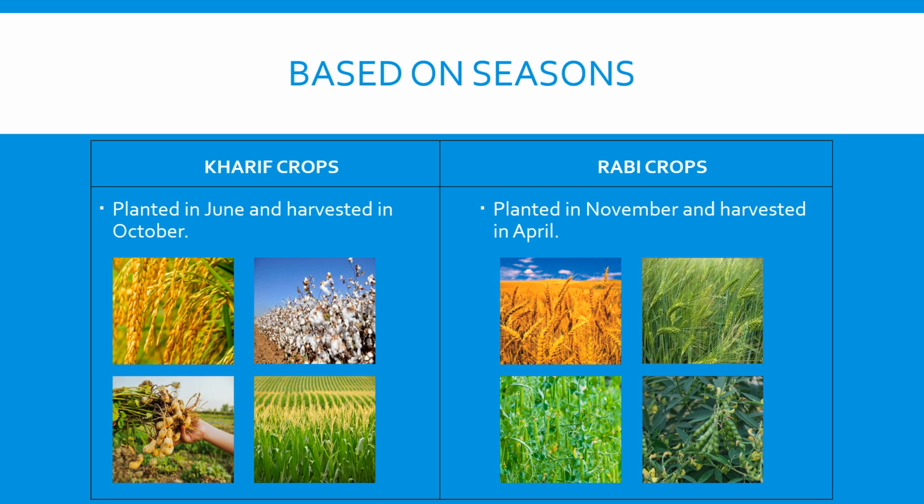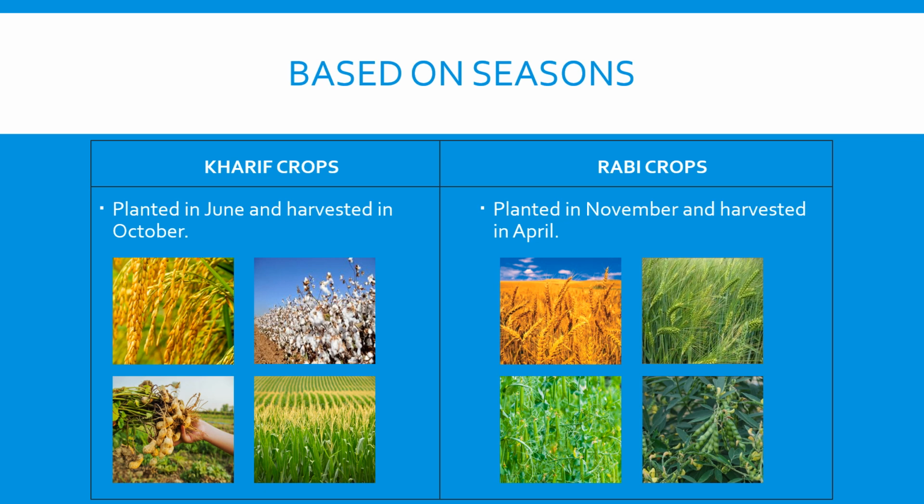The crops grown in India can be classified as kharif and rabi. Kharif crops are generally planted in June and harvested in October. They will be planted in June and they will be harvested in October: June, July, August, September, October, 5 months. Examples are rice, maize, cotton and groundnut. The first picture is rice, the second picture is cotton, the third picture is groundnut, the fourth picture is maize.